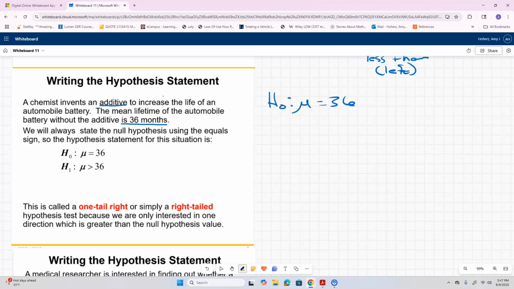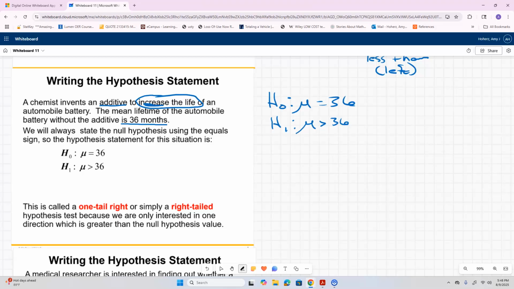But the chemist wants to increase the life of the battery. So our alternative hypothesis, the claim or the charge, is that with the additive the mean will get larger than 36. We're always looking for words like increase, decrease, raise, lower, so that we can see if there's a direction to be concerned about. In this case, they want to see if the additive is going to increase the life. So we're going to use a greater than. Greater than 36. Is it going to bring the battery life up above 36 months?